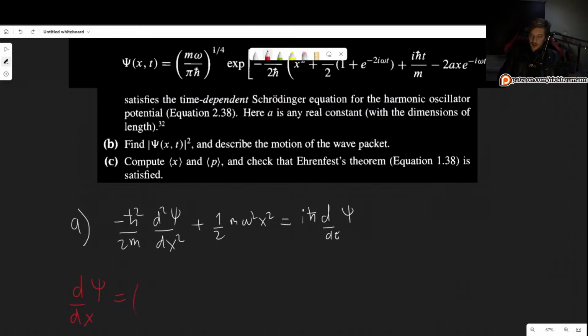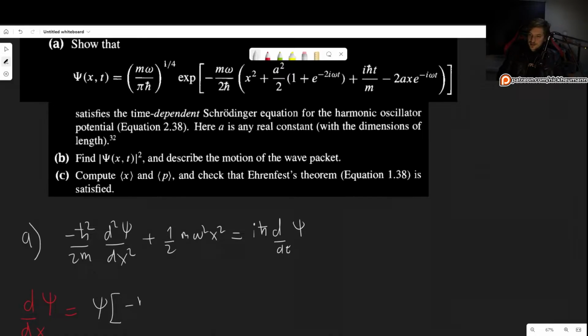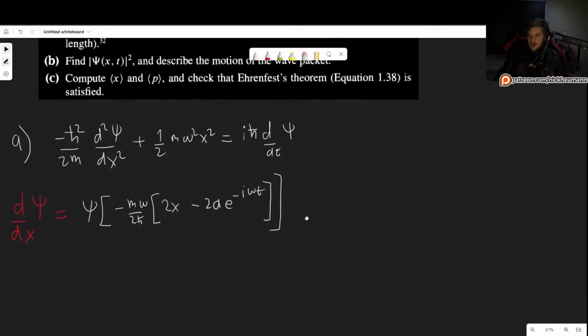So we have the constants, m omega over pi h bar to the 1/4. And then we get the exponent again, right? Because since we are deriving the exponent, we get the exponent times the derivative of what is inside of the exponential. So for that reason, we get the same exponential here, but this entire thing is simply our wave function once again. So we get our wave function psi times what is in here. So what is the derivative of what is inside? We get minus m omega divided by 2 h bar. And then the derivative of x squared is 2x. There's no x here, no x here. Then we have minus 2a e to the minus i omega t.